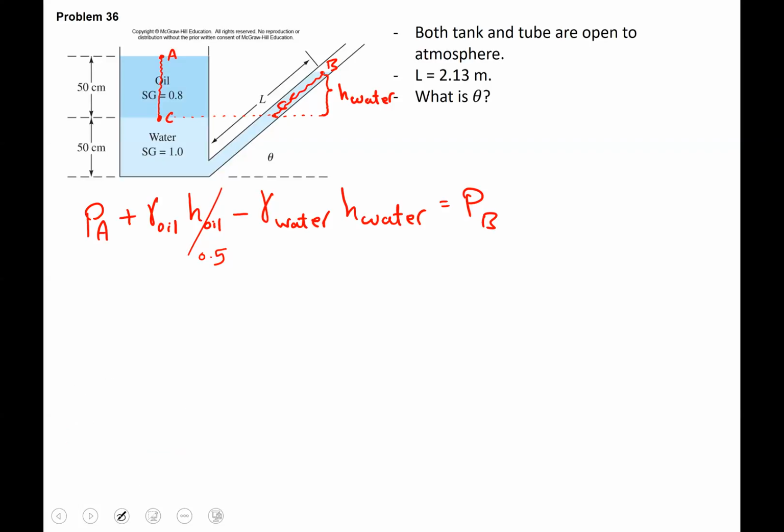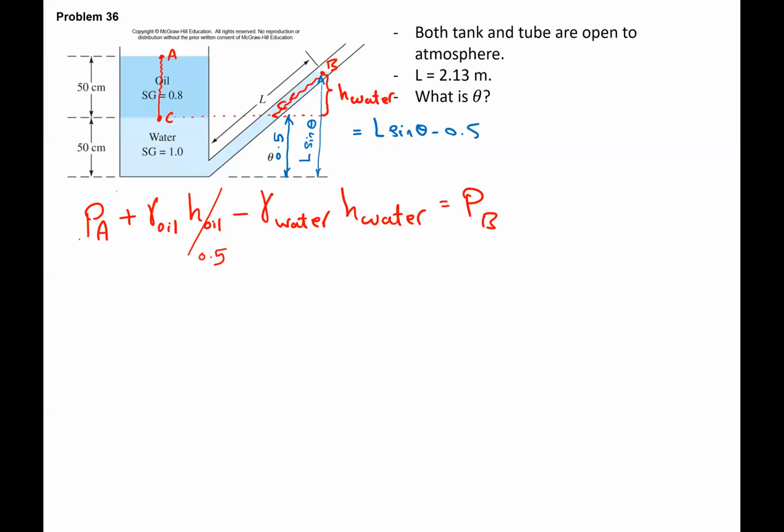I find this distance, the entire distance that we have here from point B, which is L sine theta. So this is something that we know because the length of this pipe is L, the angle here is theta. So this distance here is L sine theta. And then we also know this distance, which is equal to this value that we have here, 50, and I convert it to meter, so it's 0.5. So from there, we know that this H of water is equal to L sine theta minus 0.5.